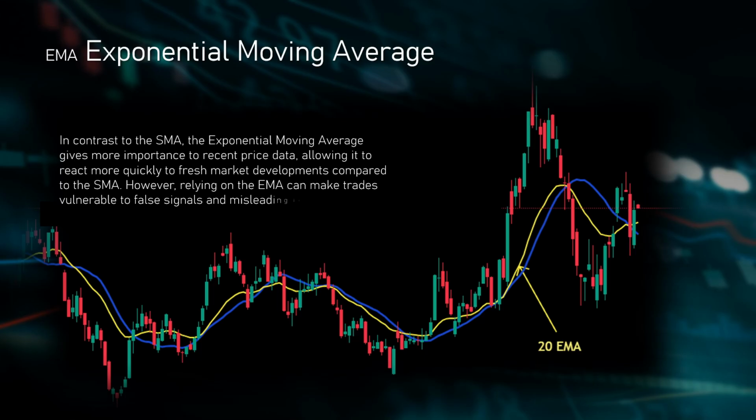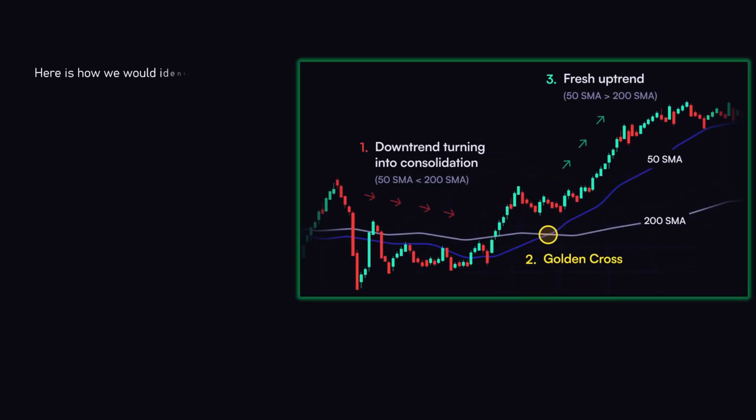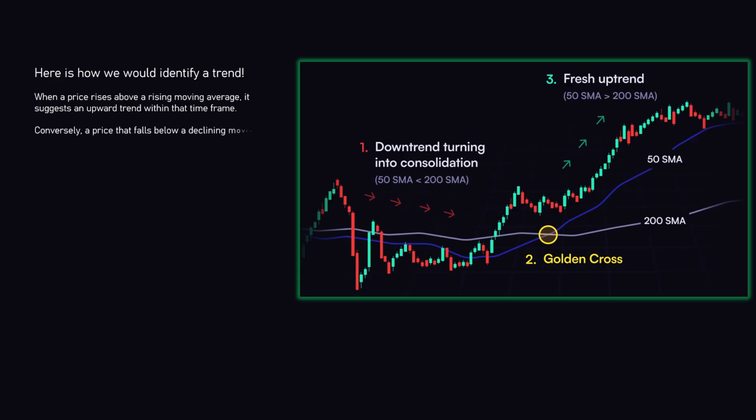Here's how moving averages help identify trends. When a price rises above a rising moving average, it suggests an upward trend. Conversely, when a price falls below a declining moving average, it signals a downward trend. Moving averages also frequently act as support and resistance, where prices often change direction after pullbacks.